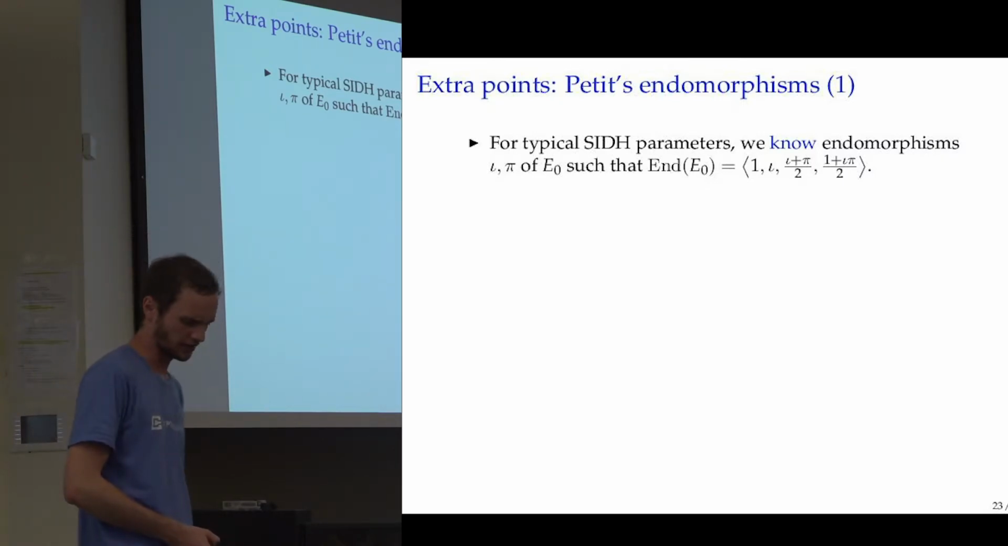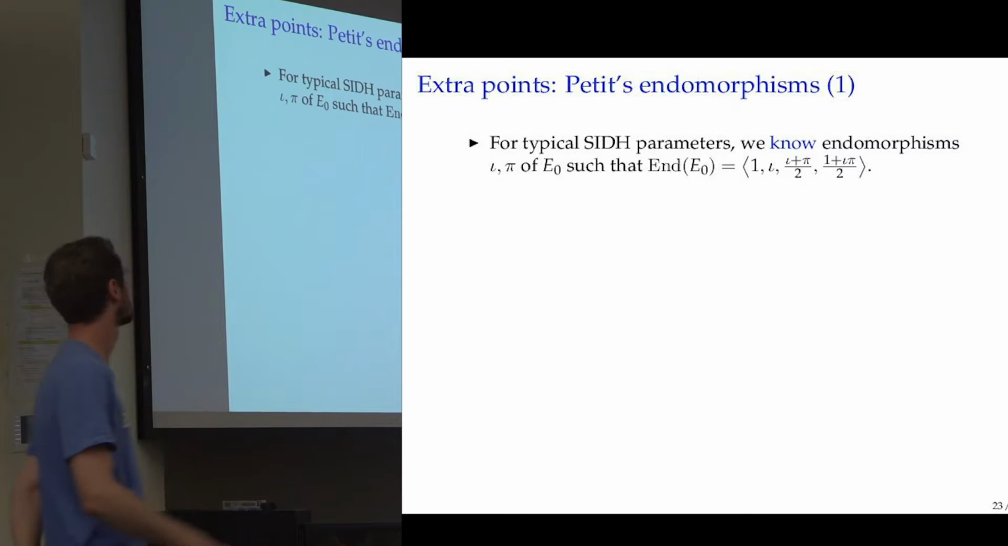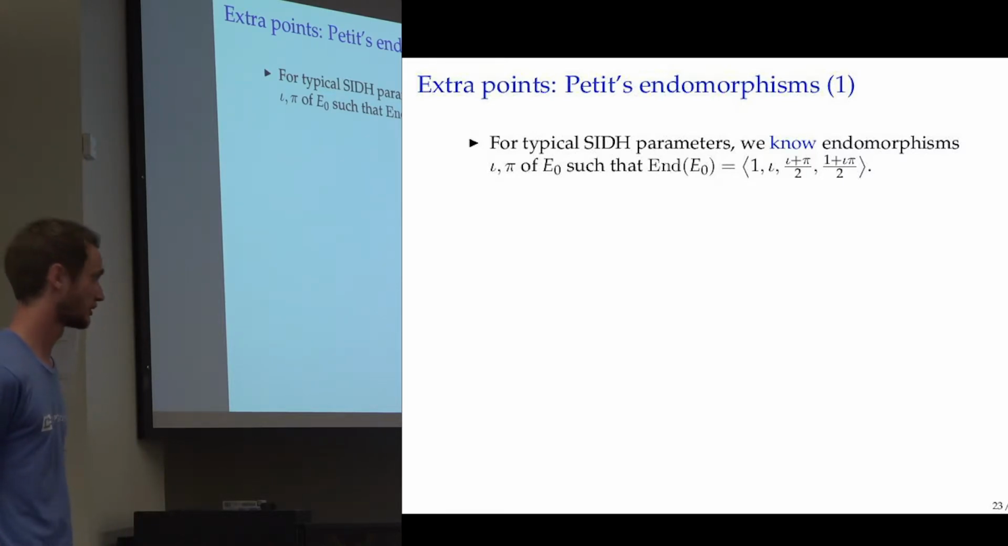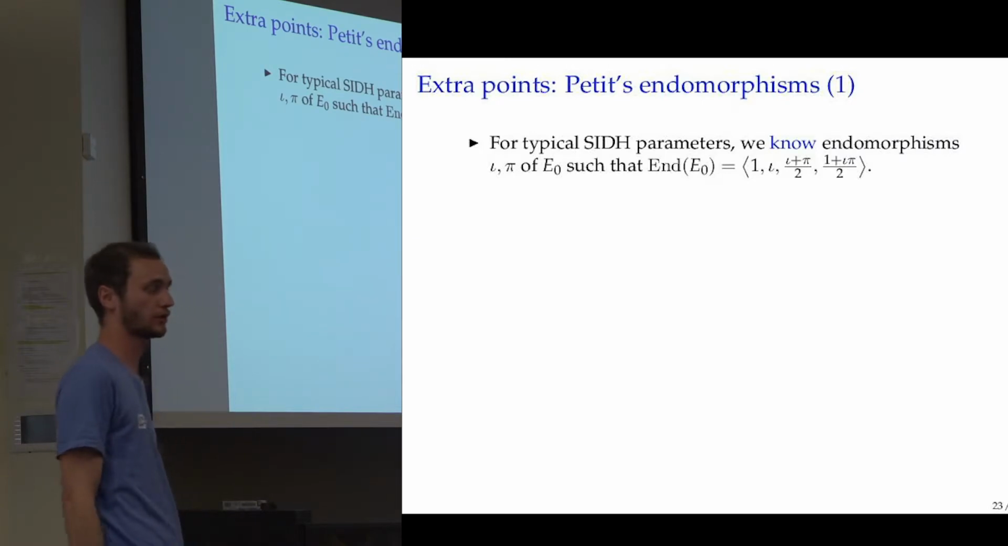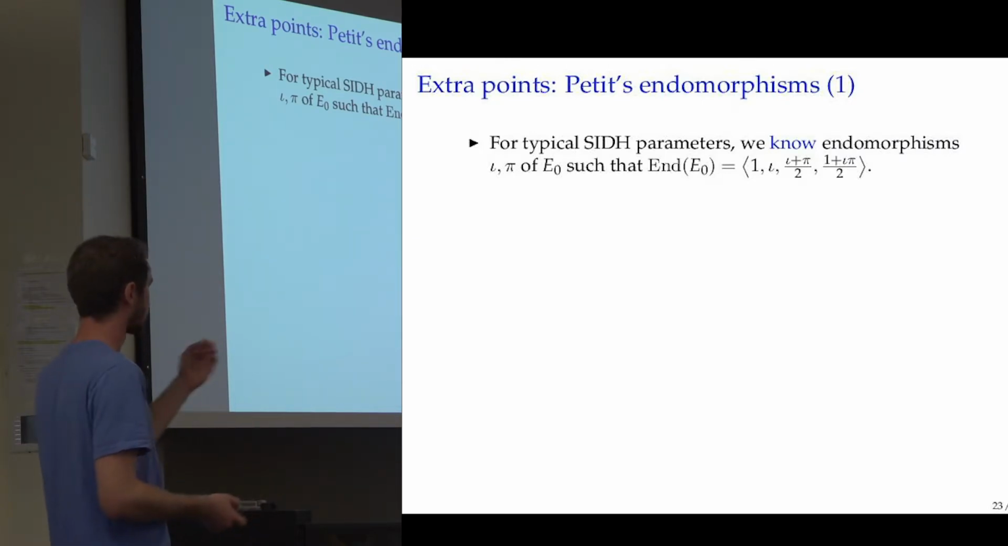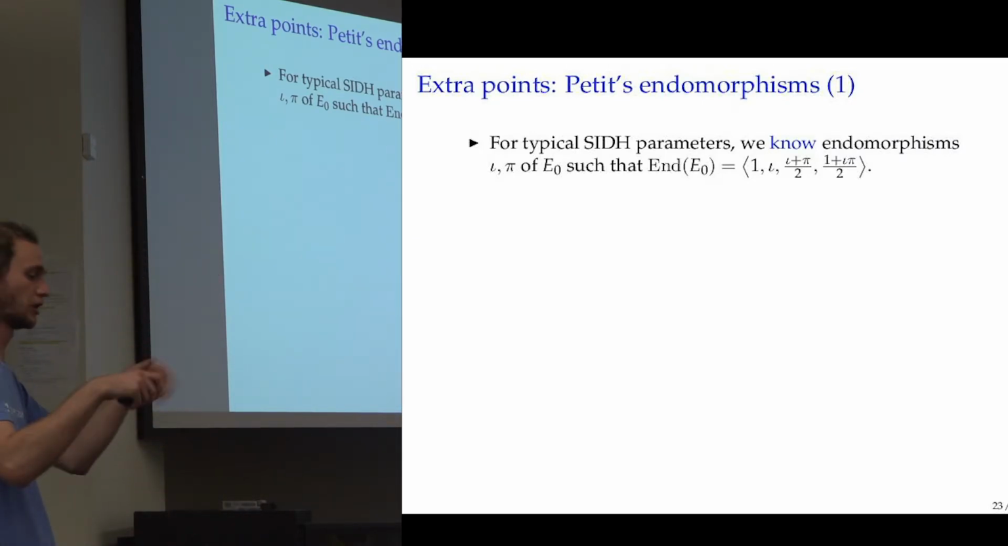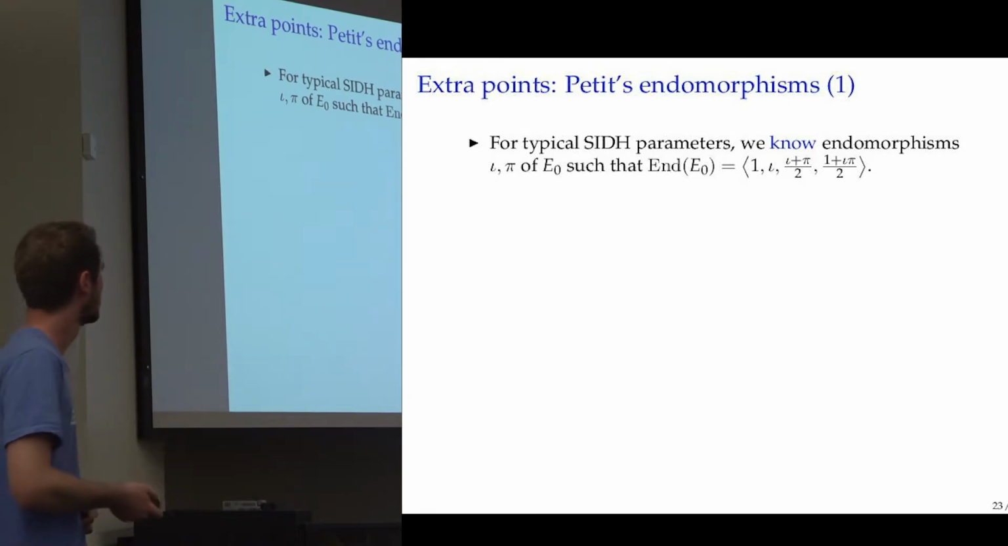So I said at some point on math slide number 2 that the set of endomorphisms forms a ring, and the way that SIDH parameters are typically chosen, we actually know what this ring looks like. Like we can write down formulas for a basis of this endomorphism ring, and we can efficiently compute it, and that's all nice.